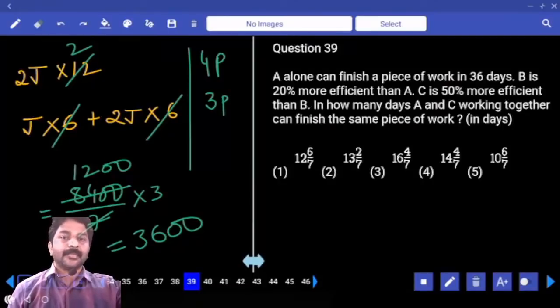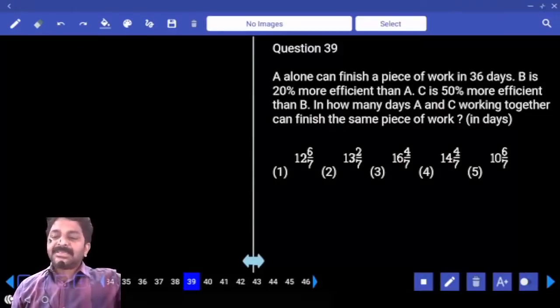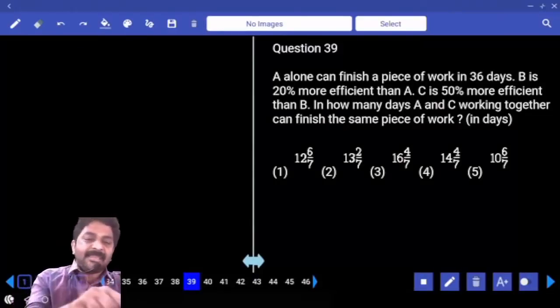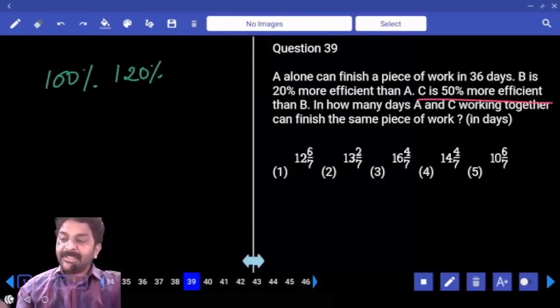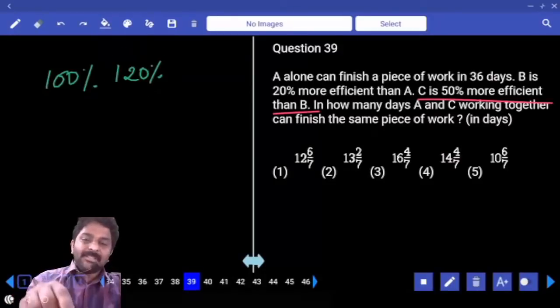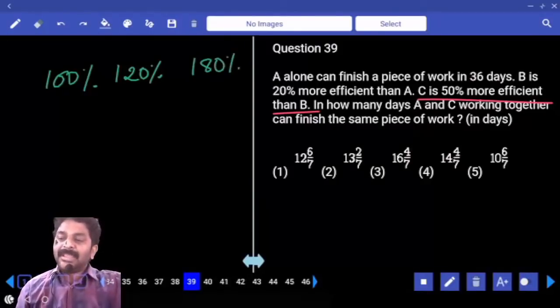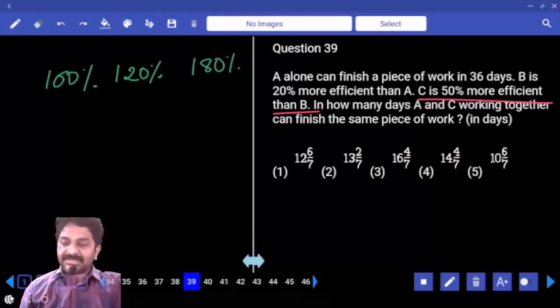A alone can finish a piece of work in 36 days. B is 20% more efficient than A. If A's efficiency is 100%, B's efficiency is 120. C is 50% more efficient than B. 50% of 120 is 60. That means it becomes 180 only. In how many days can A and C working together finish the same piece of work?